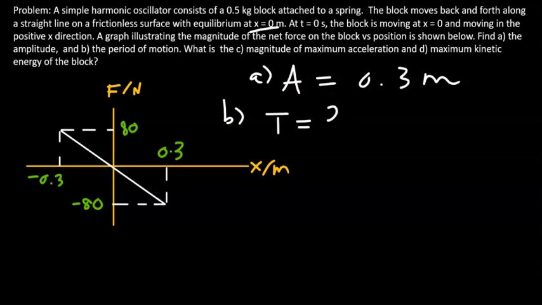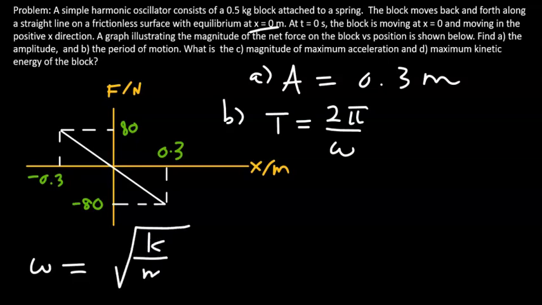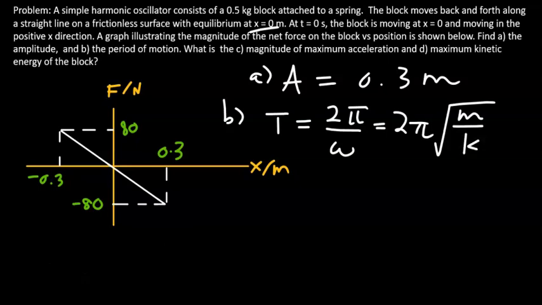Period is written in the following manner: 2 pi over the angular frequency. The angular frequency for such a harmonic oscillator is given by the square root of the spring constant over the mass of the block. So period is defined as 2 pi times the square root of the mass of the block over the spring constant. We know the mass of the block, 0.5 kg. How do we determine the spring constant of that spring?